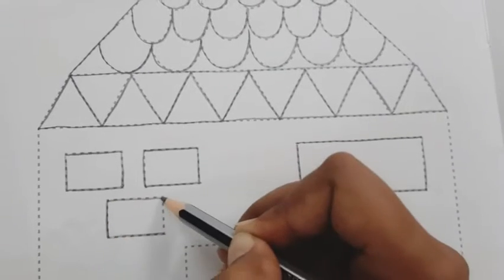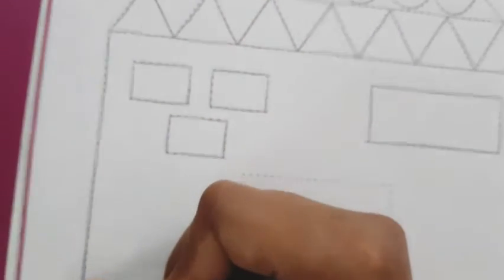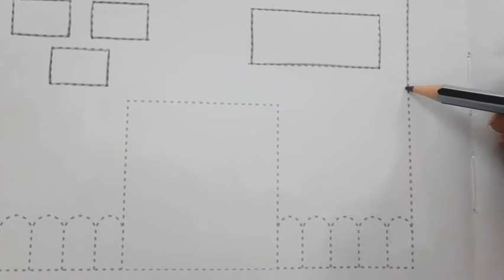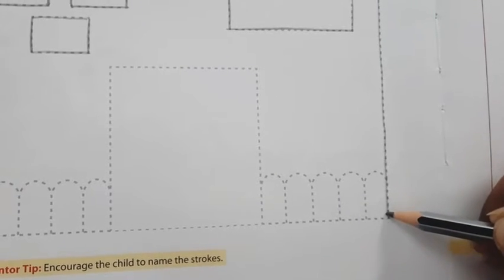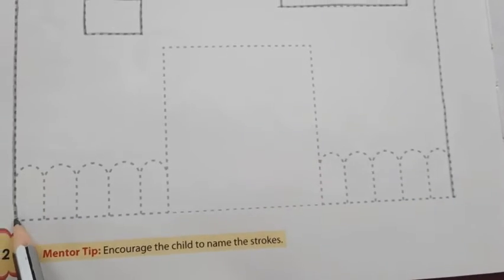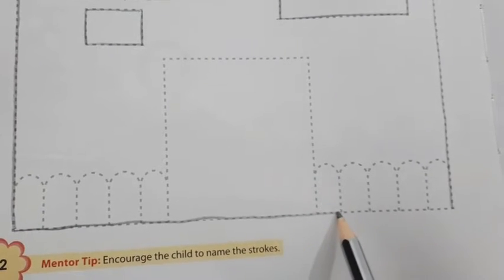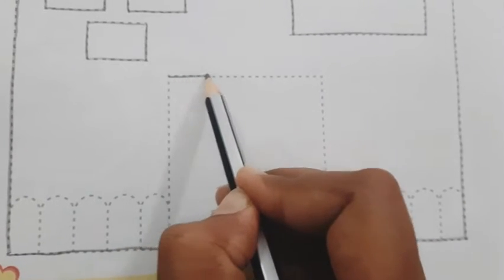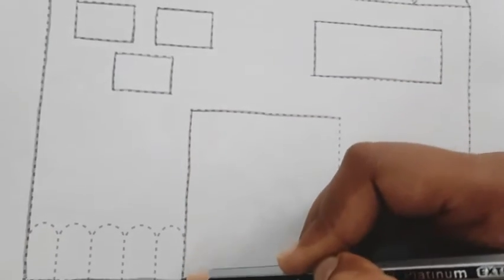Okay. Standing line. Now this outer one is also a standing line. Which line? Standing line. And this one is also a standing line. Now let's close it. And this is a sleeping line. See students, in the same way you have to do it slowly, slowly. This one is also a sleeping line. And this is your standing line.